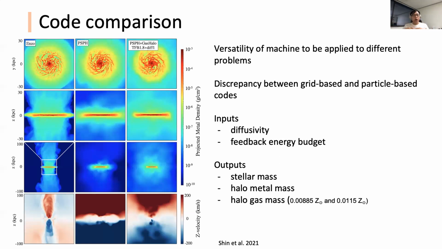For our case, we will also be using this diffusivity and feedback energy budget to calibrate the stellar mass. We'll compare the stellar mass, halo metal mass, and halo gas mass within a certain metallicity from the GIZMO simulation to that of the ENZO simulation. The halo metal mass and halo gas mass are specified within this particular range of metallicity because the authors found that the diffusivity used in the simulation very highly influences this halo gas mass.